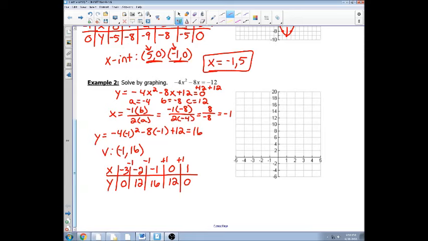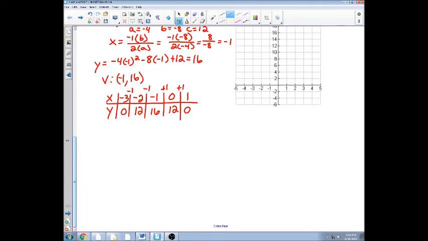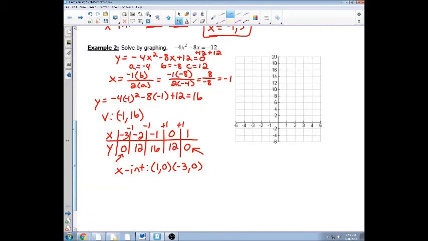As you notice, what did I say we are looking for in our table from that first example? We are looking for our y values to be 0. That will tell us where our x-intercepts are. So my x-intercept would be 1, 0, and negative 3, 0. Okay? We need to go ahead and graph this.